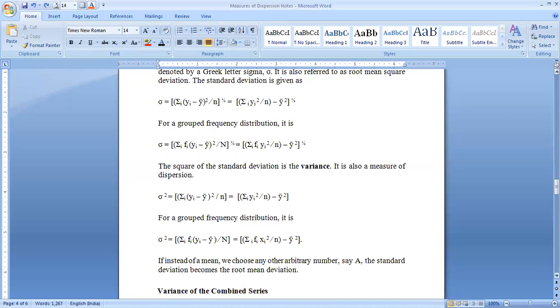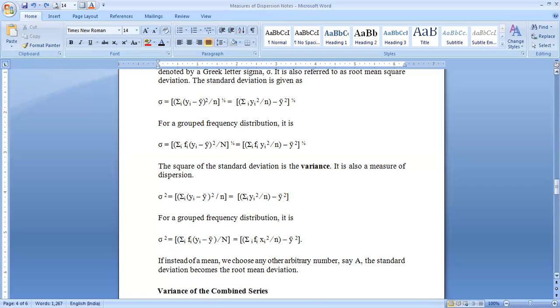And it can also be written as summation of yi square upon n minus y bar square. And the formula for the variance in the case of the group frequency distribution can be given as sigma square is equal to summation of fi into (yi minus y bar) whole square upon capital N, and this is equal to summation fi xi square upon n minus x bar whole square.